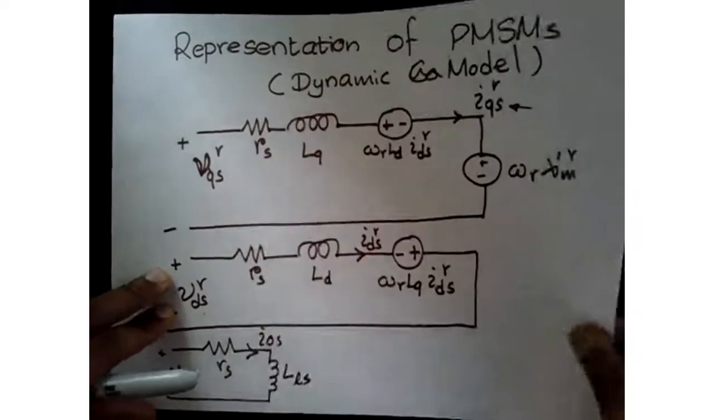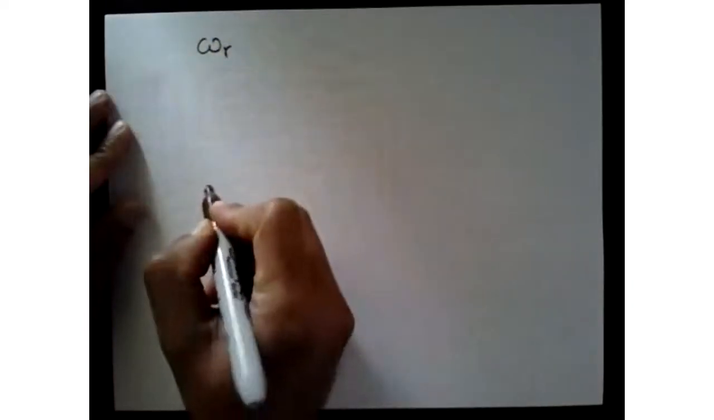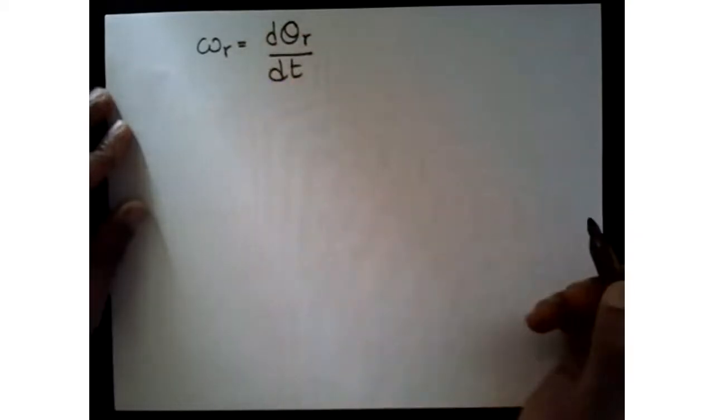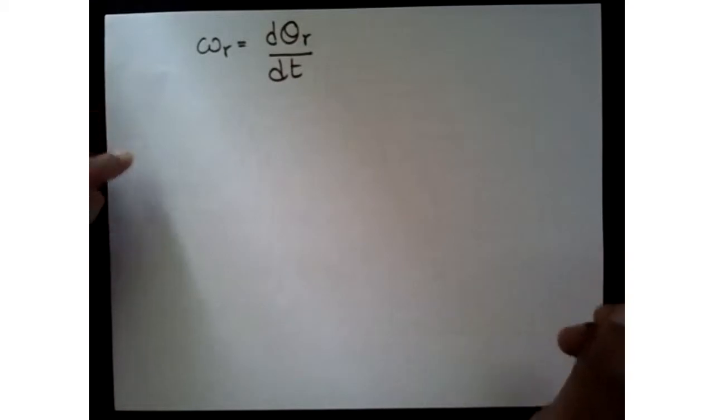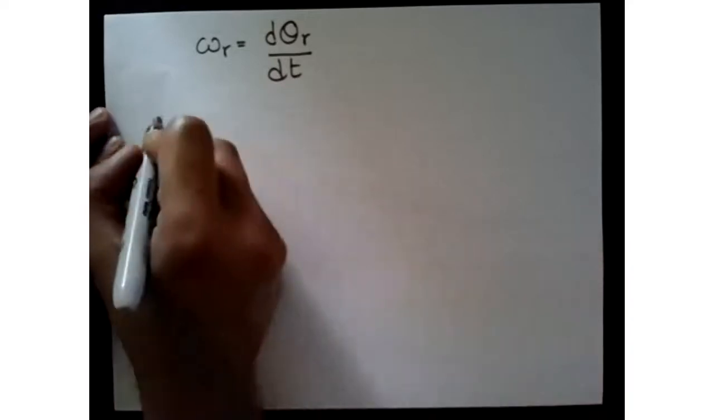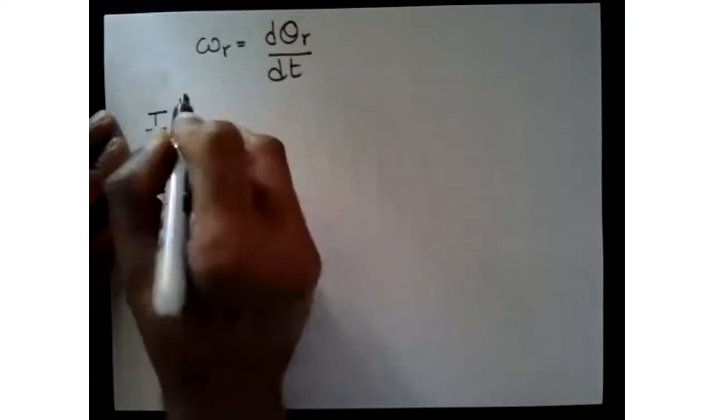Right. So let's see what else we can talk about. Now, we know that we have omega r, our motor speed. Omega r is the rotor speed, and this is basically the rate of change of theta r, the rotor angle. And then we need to apply voltage to drive this three-phase motor, right? We can measure current later, but we have to apply voltage to drive it. So let's say we apply a three-phase set of voltages, ABC.